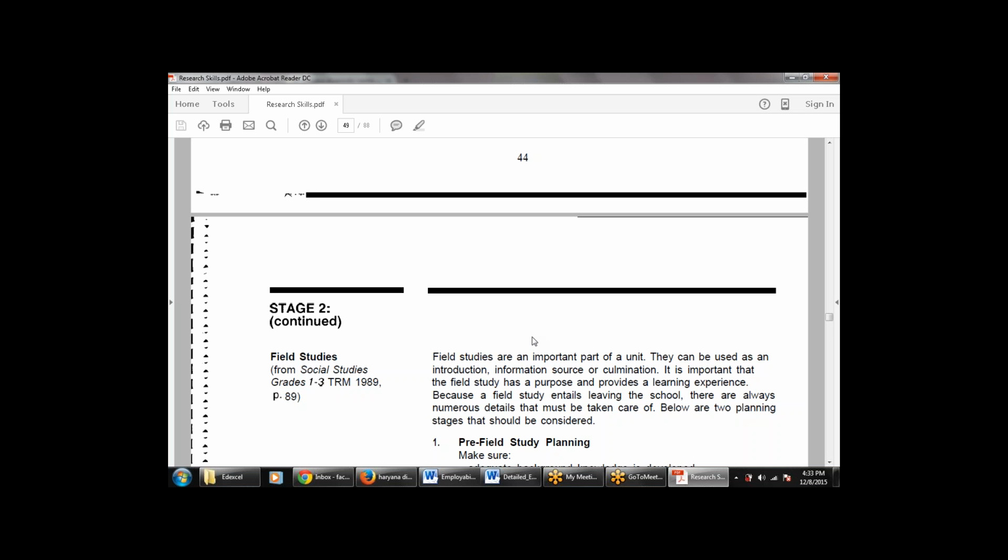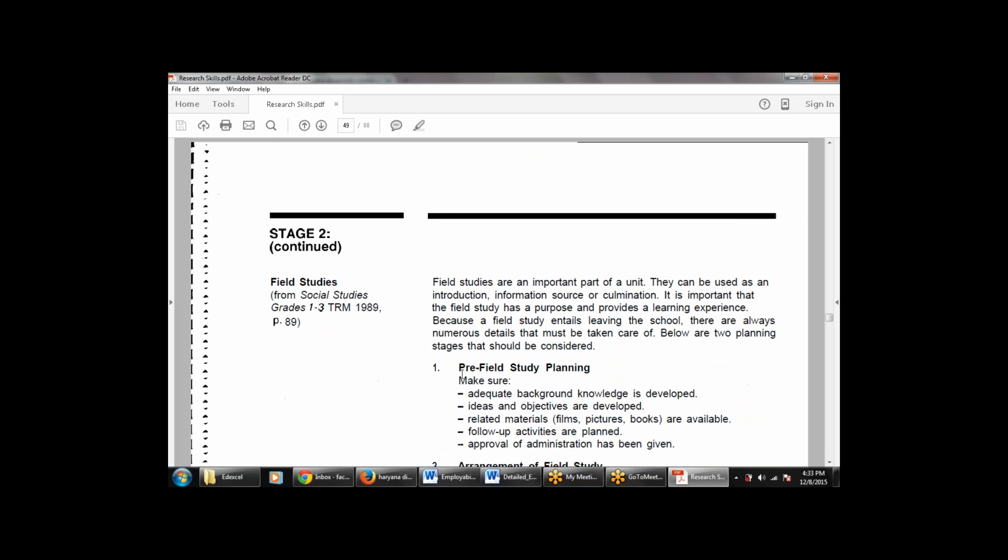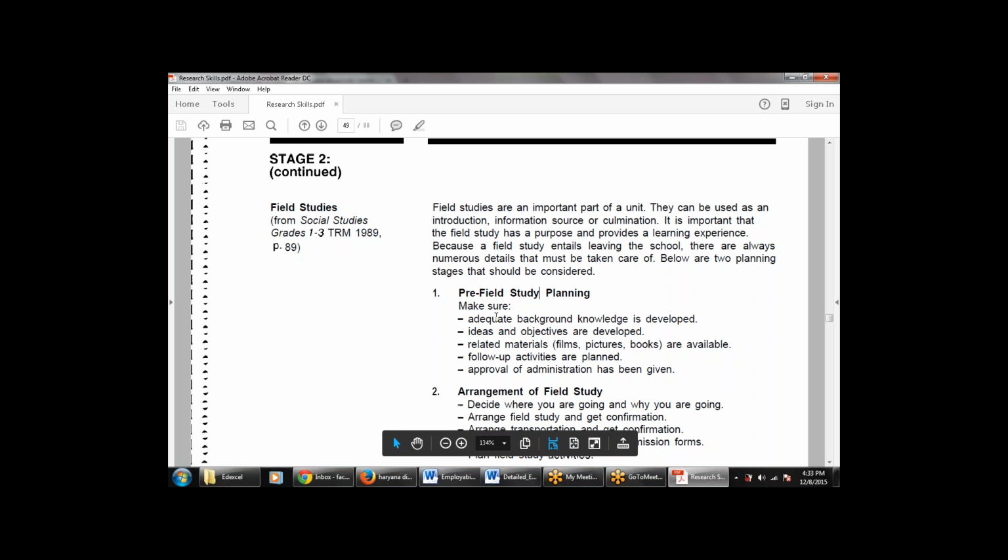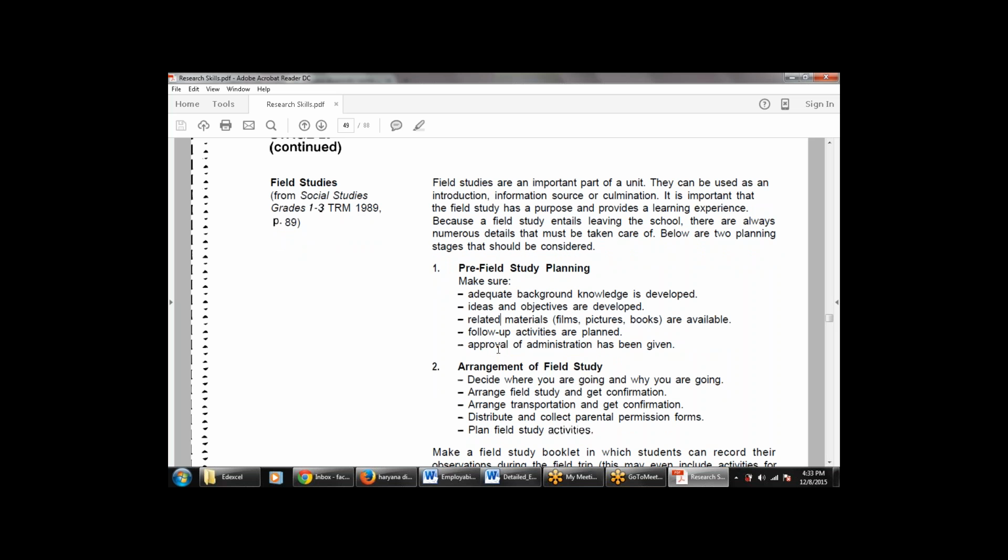So there are numerous details that must be taken care of, and below are the two planning stages that should be considered. These are the two examples of planning stages for the field studies. The first is the pre-field study planning, where adequate background knowledge, ideas, and objectives are developed, and related material is also used.